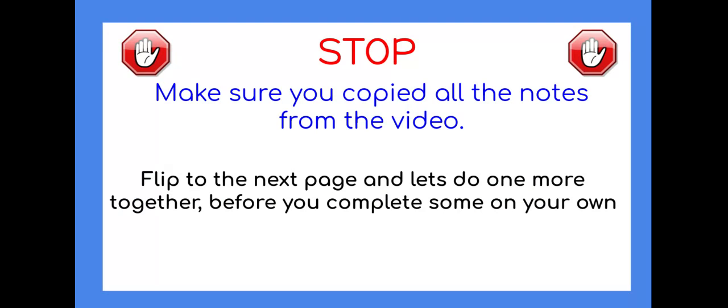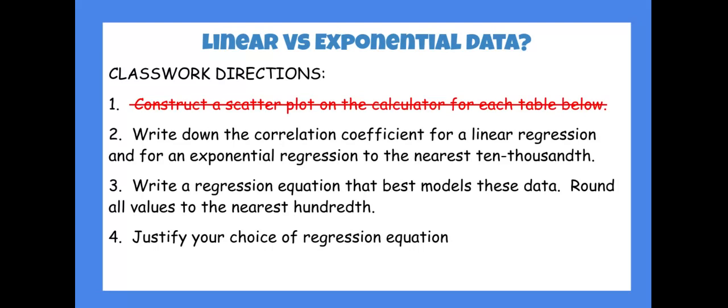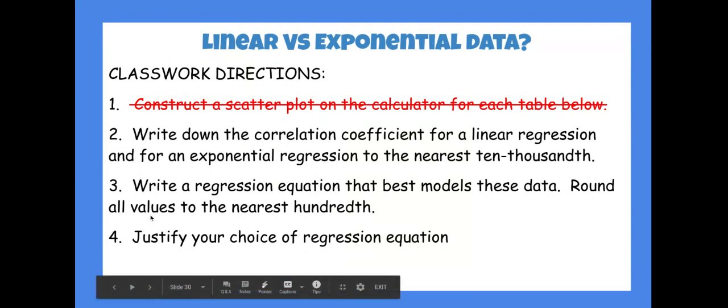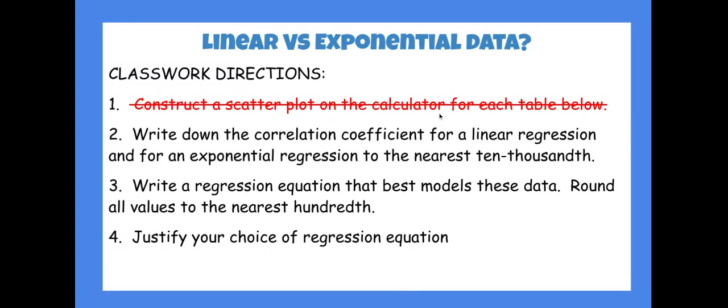And then we're going to do one more together, and then you guys are going to complete some on your own. Okay, so these are the different steps. Just know that all the regression equations are going to be rounded to the nearest hundredth, but they're not going to tell you to round your correlation coefficient. You need to do that just to be able to justify your answer. You can't justify unless you have numbers down. Those correlation coefficients are going to help us. So you need to make sure you get each one of those correlation coefficients down for the linear regression and the exponential regression, and then you're going to round it to the nearest 10,000th. The more accurate the number, the better off we are to compare and see which one best models the data.